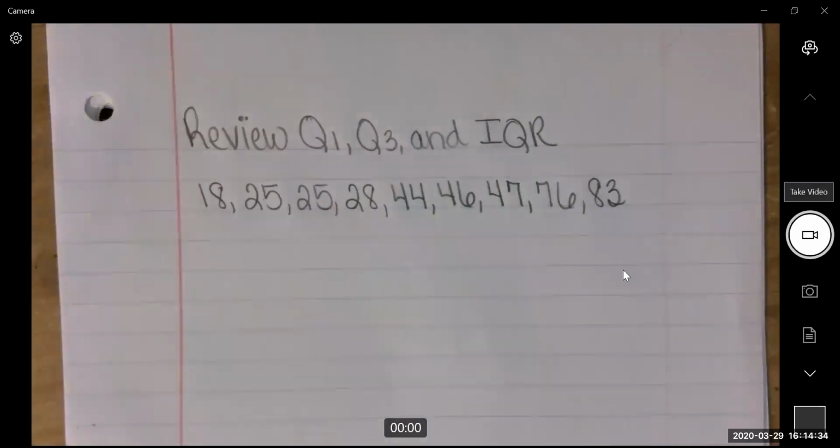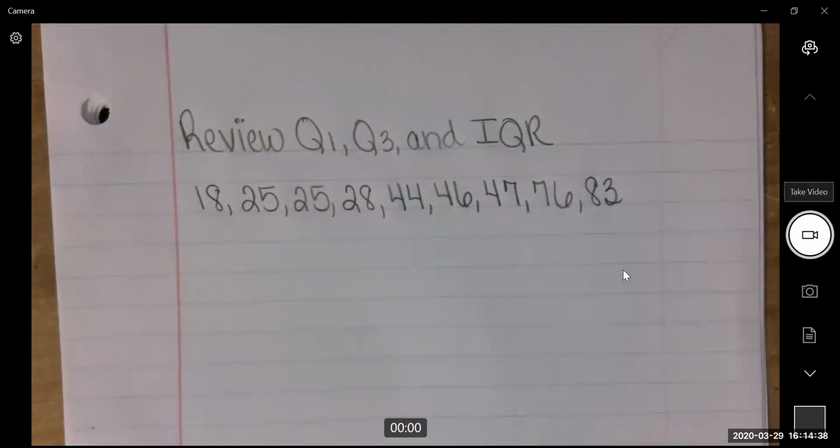We're going to go ahead and do our math lesson for today. We are going to look at Chapter 9, Section 5, Mean Absolute Deviation. Before we start that, though, let's do a review problem of Quartile 1, Quartile 3, and Interquartile Range.